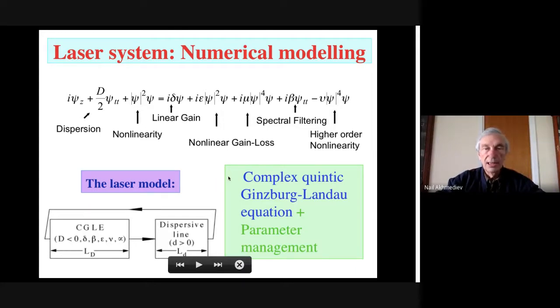Generally, of course, the design which I presented above is not continuous. It has a dispersive part, ordinary optical fiber. It has a gain part, the part of the fiber which is doped by atoms emitting light, ions. And then, of course, numerical simulations could be more complicated. It's not a continuous system. It's the Ginzburg-Landau equation with parameter management, as we can see in this diagram.